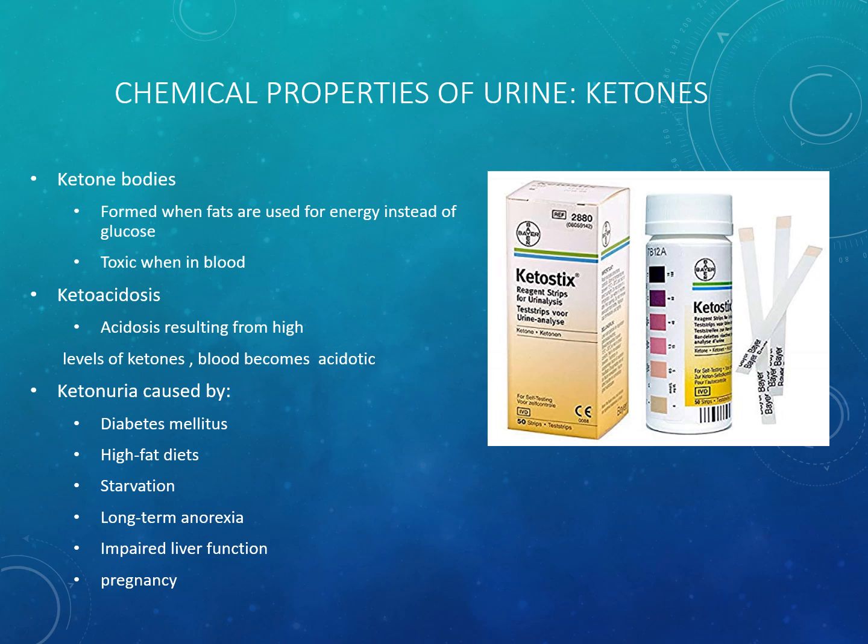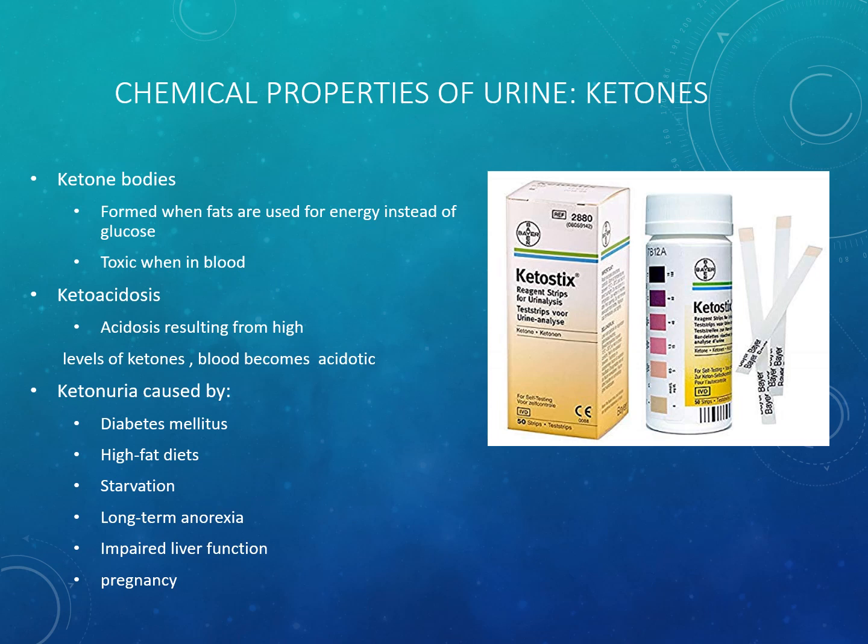Ketones are toxic and they can cause central nervous system depression and acidosis. Ketoacidosis is a situation that results from high levels of ketones in the blood, and the blood becomes acidotic. There are also high concentrations of ketones in the urine during ketoacidosis. Ketonuria is when we have ketones in the urine.